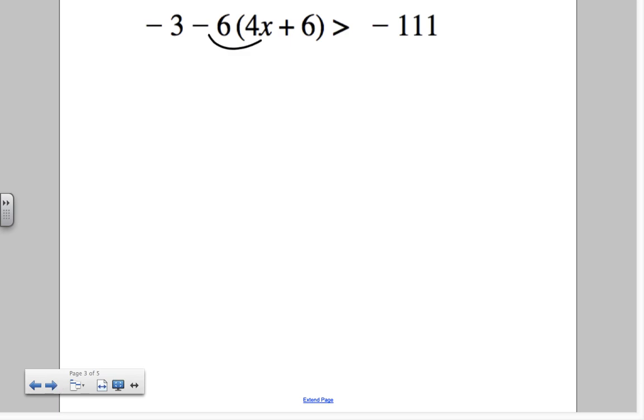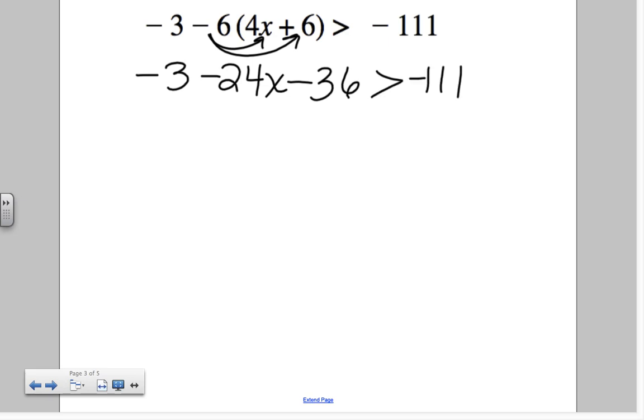So make sure, guys, when we distribute here, you need to make sure that you distribute it with the -6. So is -3 even involved at this point? No. So we're just going to bring that down. And now when we distribute a -6 to a positive 4x, what do we get? -24x. And then we have -6 times a positive 6 is a -36. And we bring everything else down.